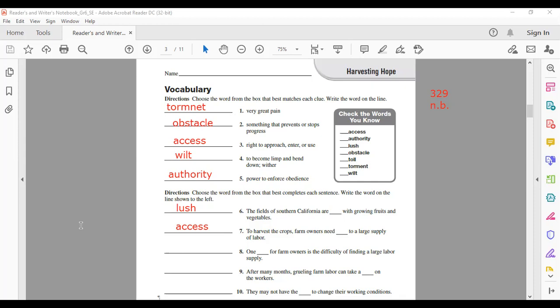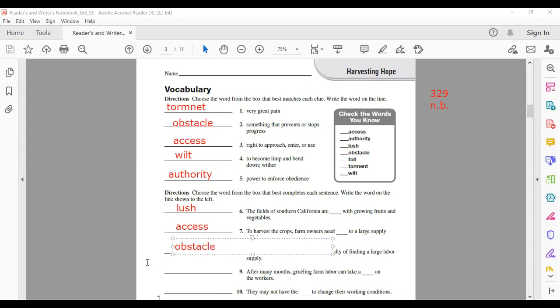Something stops us from going forward. Authority is the power. Wilt? No, wilt is going down and dying without water. Toll is the tax that I pay. Torment is somebody who is feeling pain. Lush is the bushes and the leaves. Access is to enter inside. Obstacle is to prevent me from going forward. So which word is this? Obstacle. Obstacle, very good.